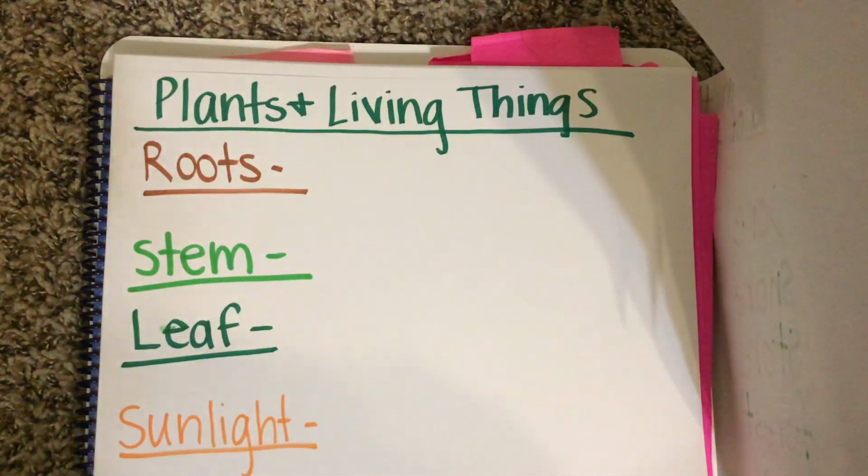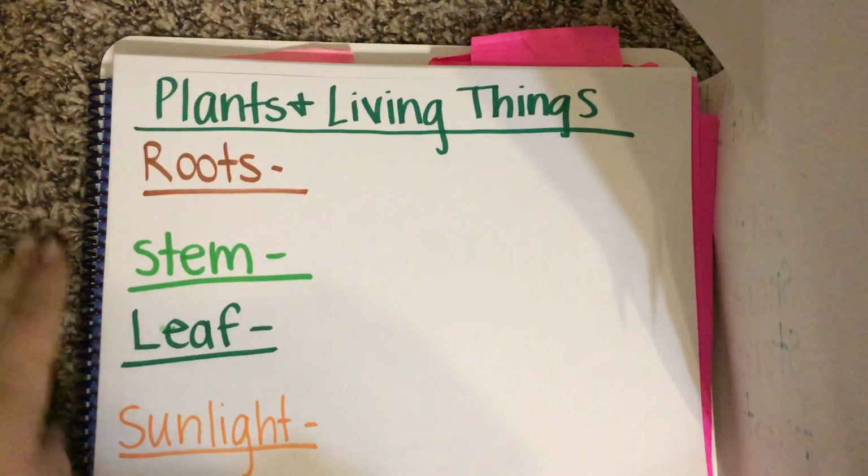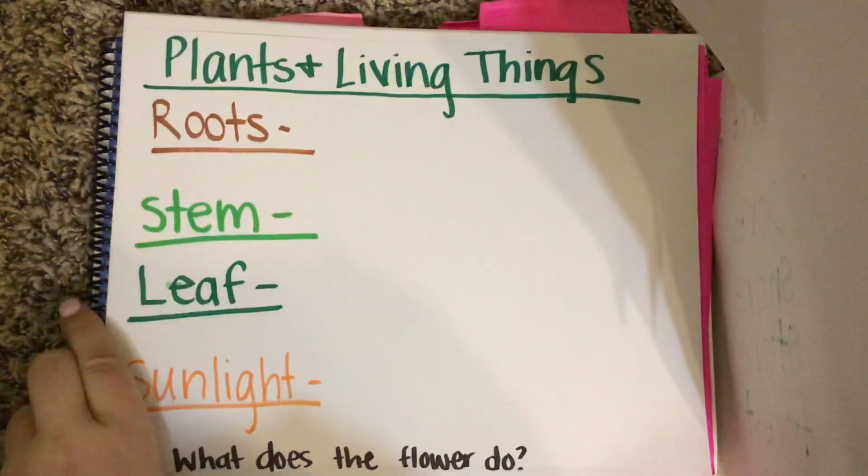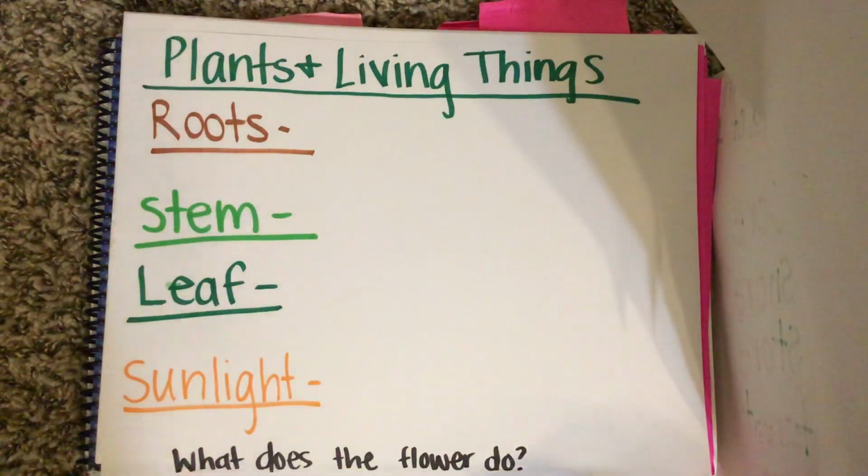Hello everybody, so today we're going to be learning about plants and living things, and here I've listed the different parts of a plant. So we're going to talk about them, and this goes really well with our Brain Pop Junior on plant parts. So if you didn't get a chance to watch it, make sure you watch it at some point, but this is going to break down kind of what the video is talking about.